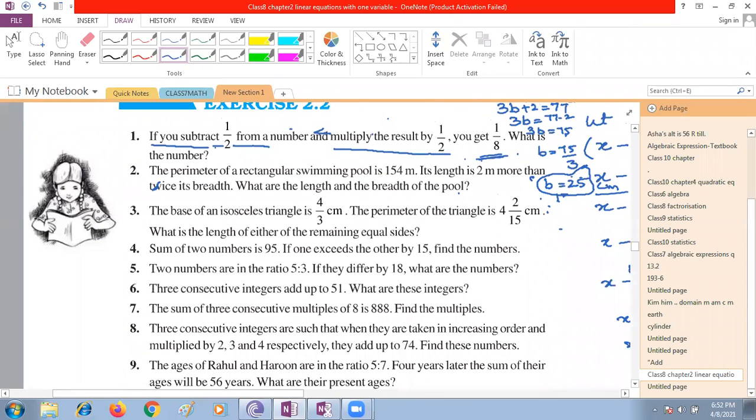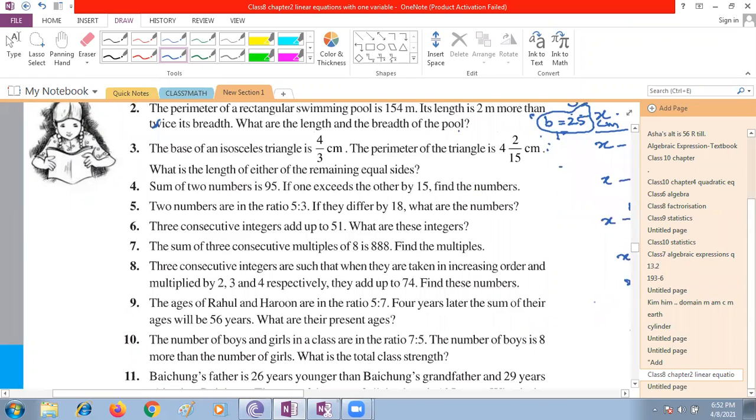Any doubt in second bit? Ma'am, it's 52 meters now. Yes, 52 meters only. Okay. Any doubt in second one? Any doubt, children? Second bit. No, ma'am. Okay. Go to the third part.